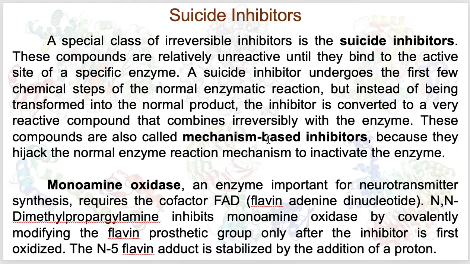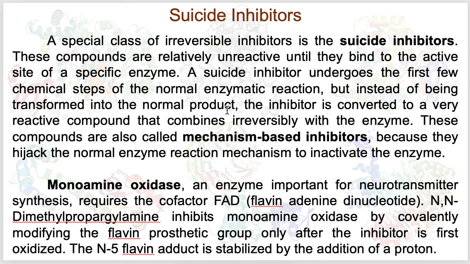enzymes, and then they undergo the first few chemical steps of the normal enzymatic reaction. But instead of being transformed into the normal product, the inhibitor is converted to a very reactive compound that combines irreversibly with the enzyme and inactivates it. These compounds are also called mechanism based inhibitors because they hijack the normal enzyme reaction mechanism to inactivate the enzyme.